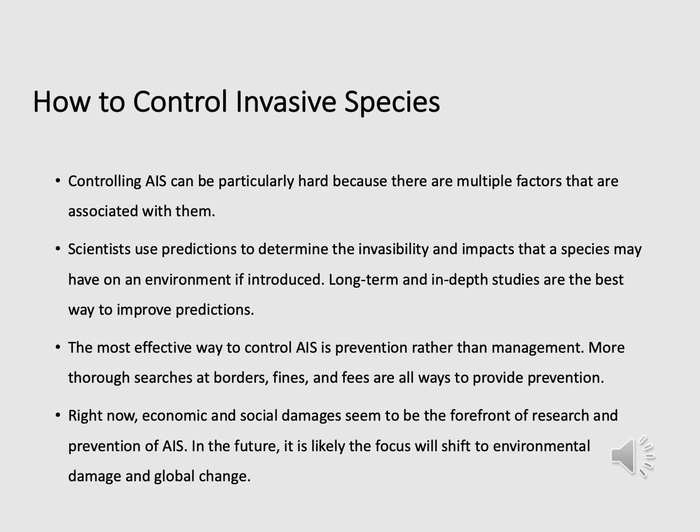Ways that they're trying to put this prevention in place include more thorough searches at borders for trade, and then fines and fees that have already shown some benefits and effectiveness in providing prevention. Right now, economic and social damages seem to be at the forefront of most research in invasive species prevention and control, but it's likely that in the future the focus will shift more to environmental damage and global change due to the global environmental change that these invasive species can have on the environment.